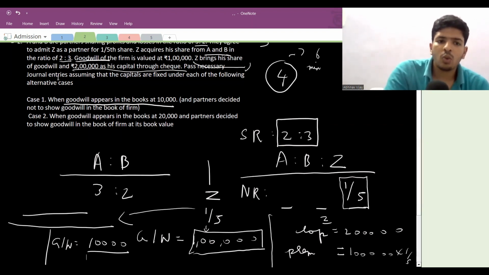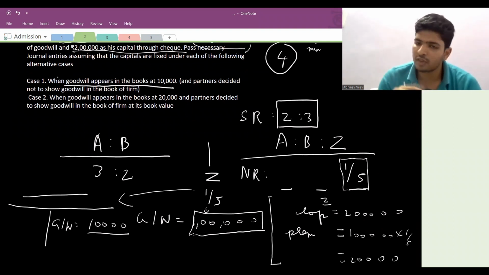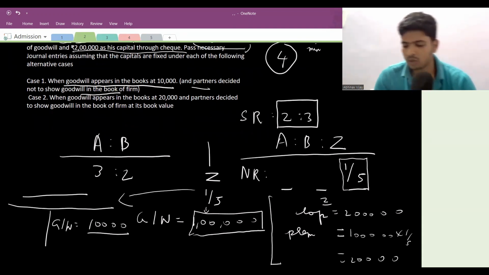Now, what does this mean? If any goodwill comes in the books, then it is assumed to be purchased goodwill, because only purchased goodwill comes in the books. We have discussed it before. And here they say partners decided not to show goodwill in the books. Whenever any goodwill is shown in the books, in the partnership chapter, irrespective of whether the partners say that you need to write it off, even if the question is silent, you need to write this goodwill off. That is a standard format.